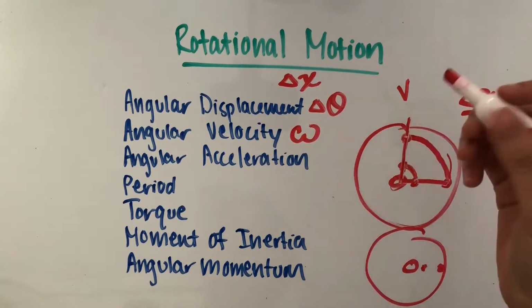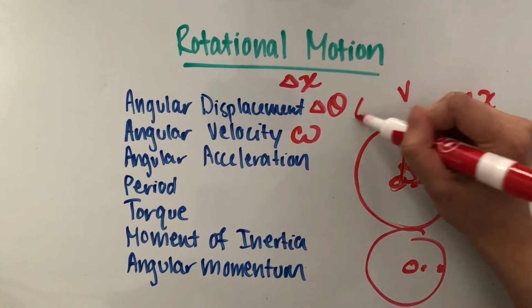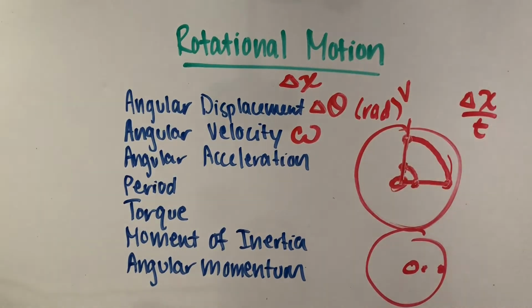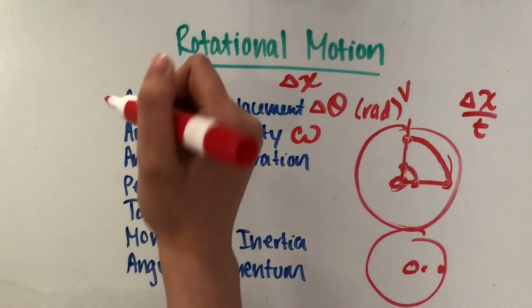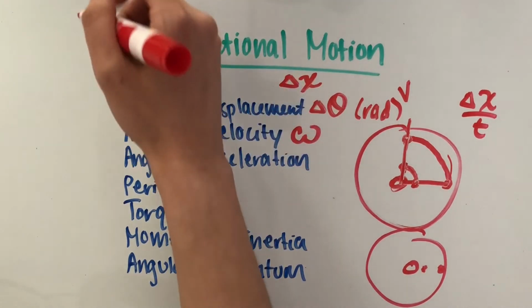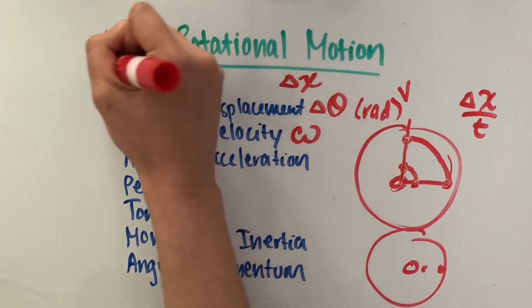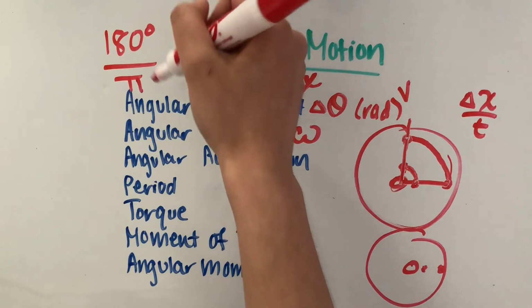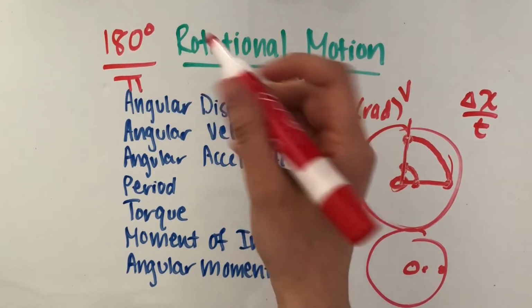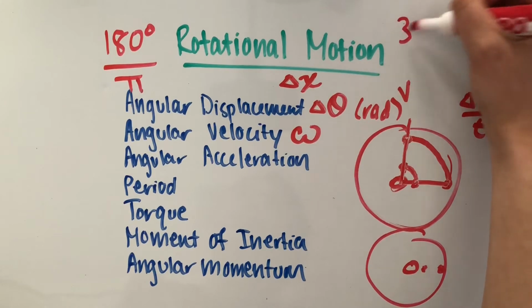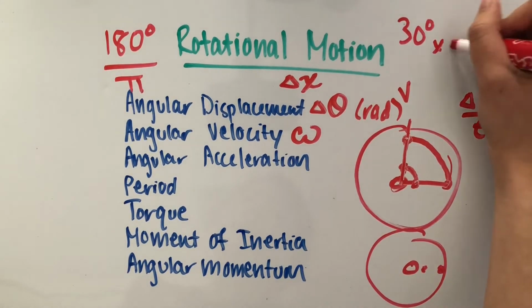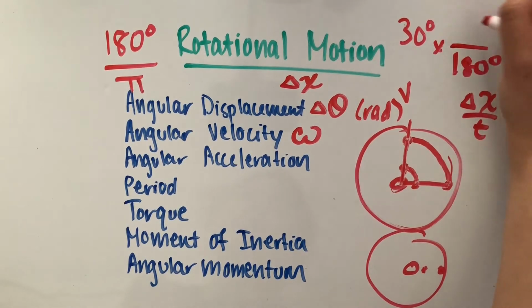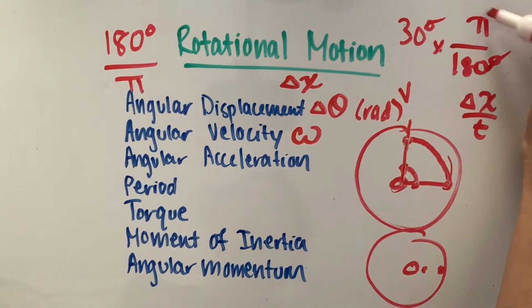So also, angular displacement is going to be measured in radians. So you know how angles can be measured in degrees? Well, angles can also be measured in radians. And if you didn't know, the conversion factor for degrees to radians is going to be 180 degrees over pi radians, or you can flip this over to be pi over 180. But if you had, let's say, a 30-degree angle and you wanted to convert that to radians, just multiply by the conversion factor, and the degrees cancel out, giving you radians on top.